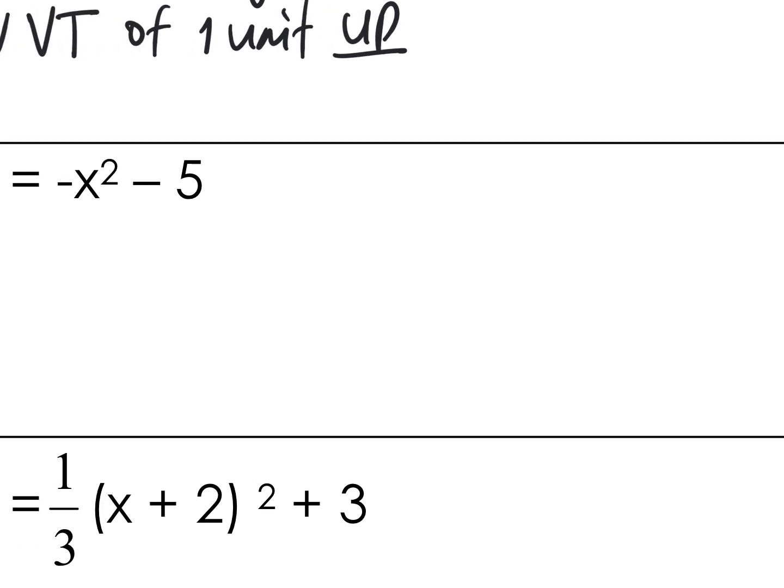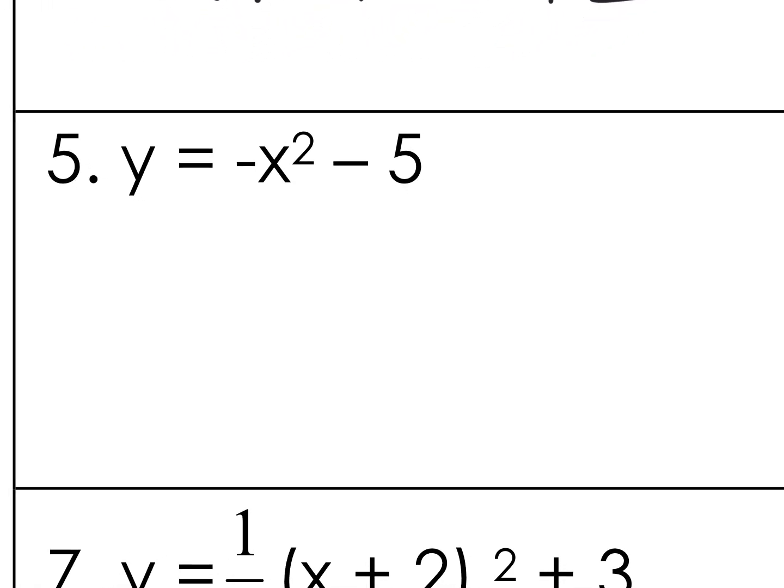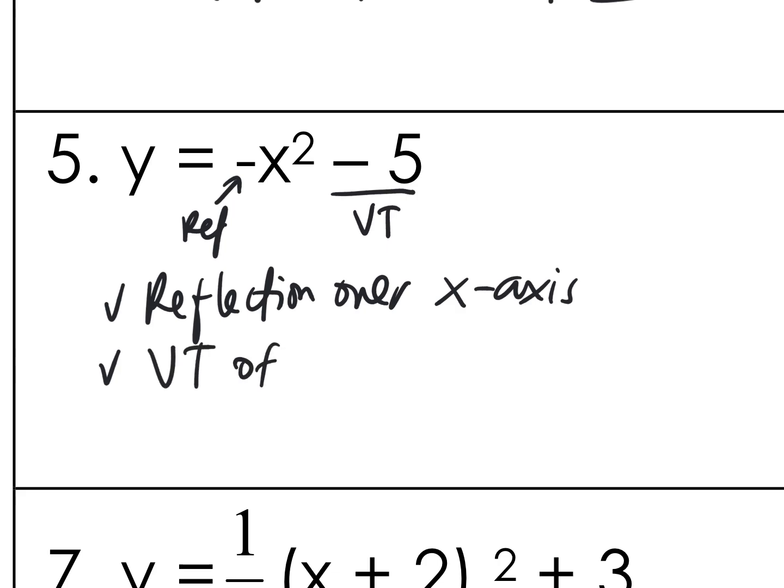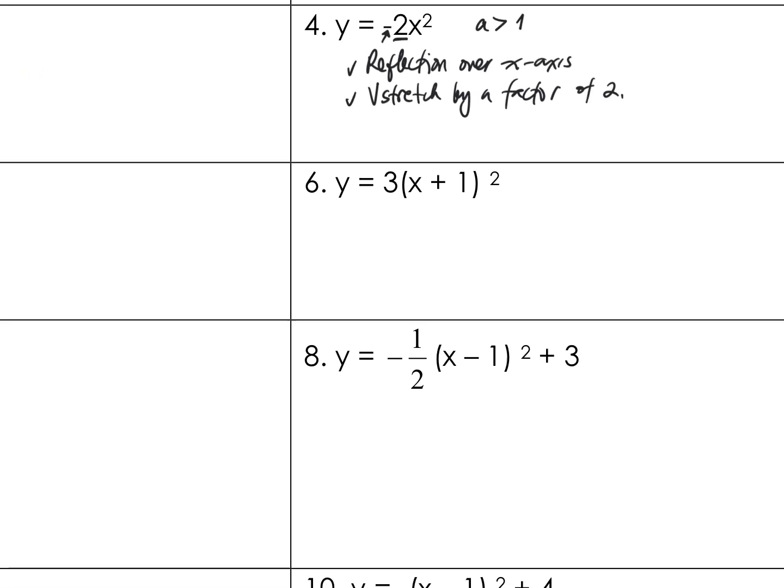Okay, let's go for number 5. Number 5 here is going to be again a reflection and a vertical translation. Here, reflection. So there's going to be a reflection over the x-axis, and the second one is a vertical translation of 5 units down because of the negative sign.